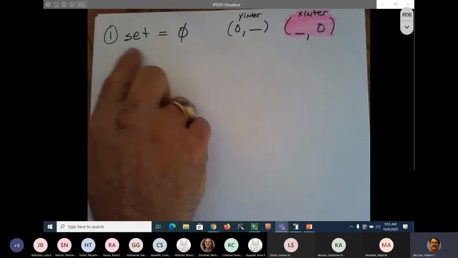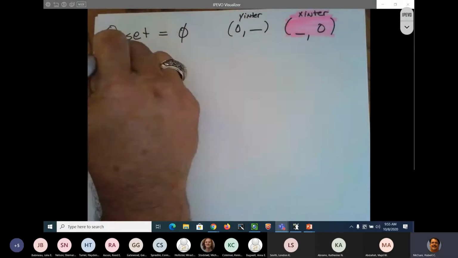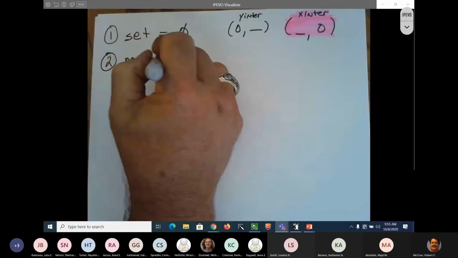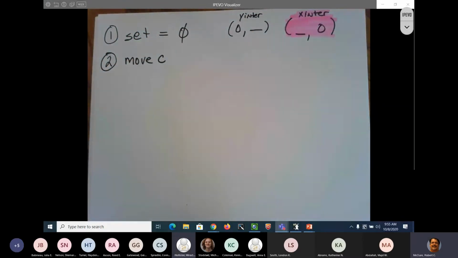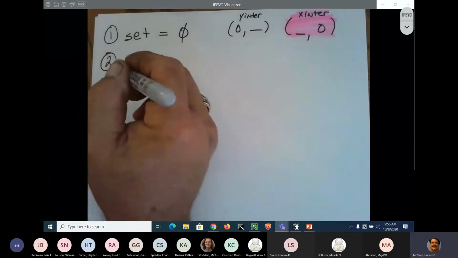All right. So set equal to 0 is number 1. Number 2, move C. And I love when I say move C, students always ask, where do you move it? Well, where is C? It's usually on the left. So if it's on the left, where are you going to move it? Right. Thank you. So don't ask that question, please. All right. Now, this is the most important.